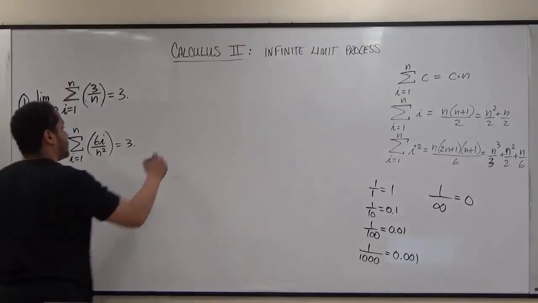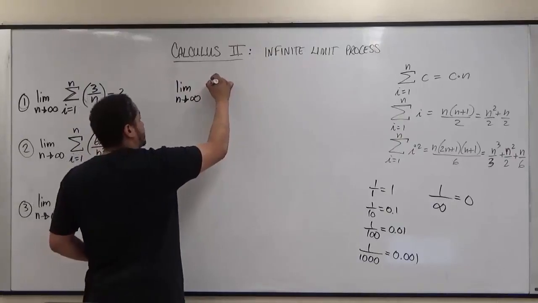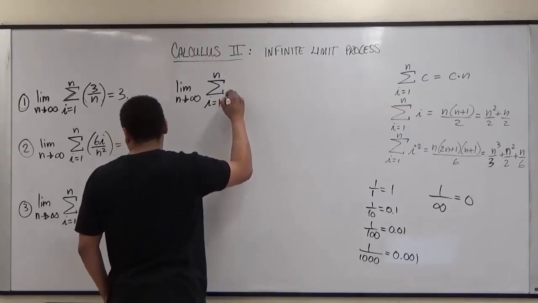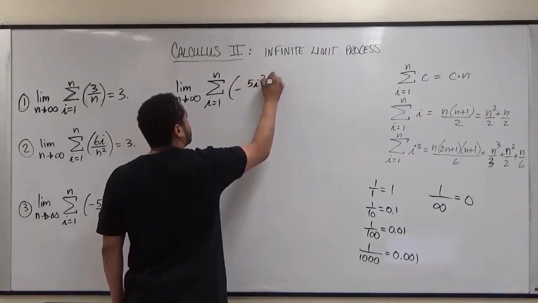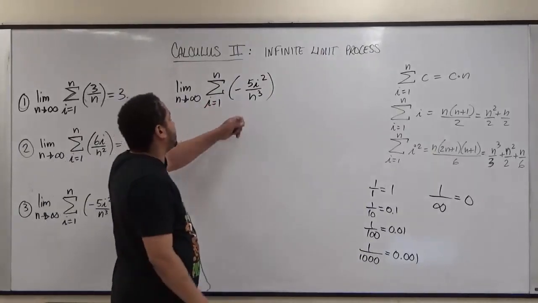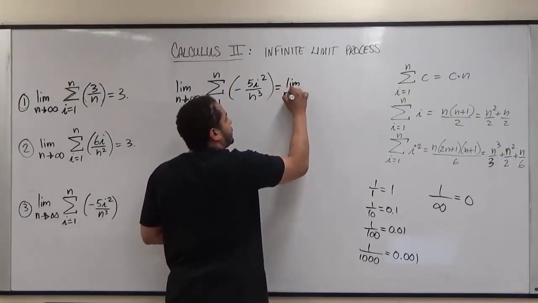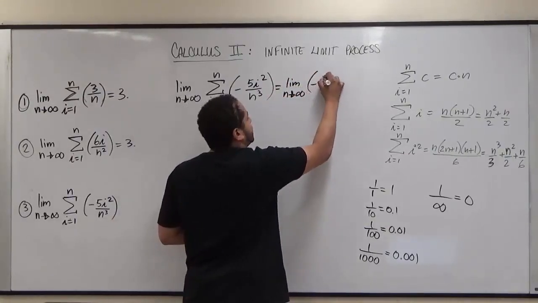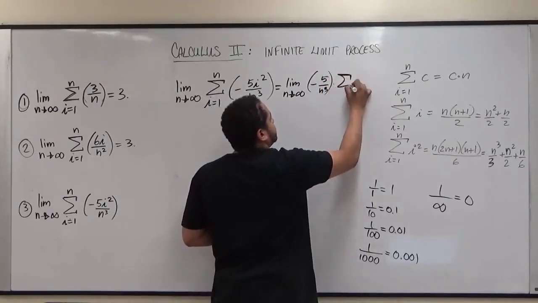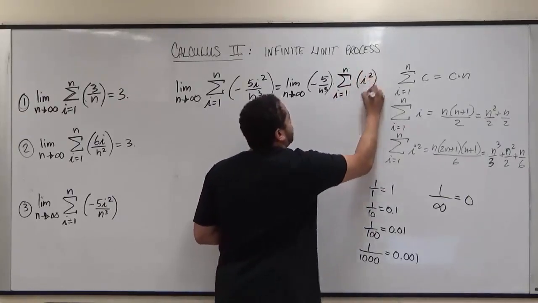We have the limit as n approaches infinity for the summation as i approaches n for negative 5i squared over n cubed. This one's going to be a lot more work, but let's factor out that constant term with the n term again, right? Just as before. So we're going to have the limit as n approaches infinity of negative 5 over n cubed. This is multiplying by the summation as i goes from 1 to n of i squared.